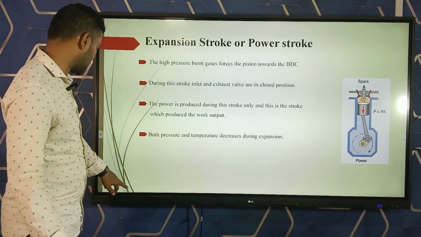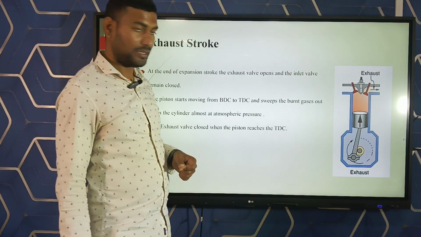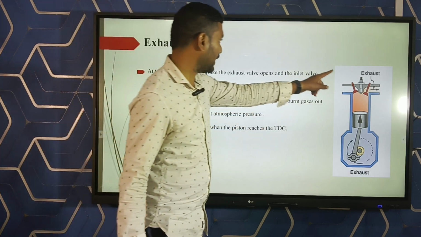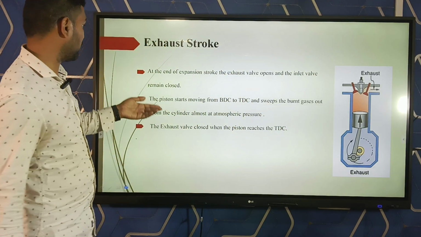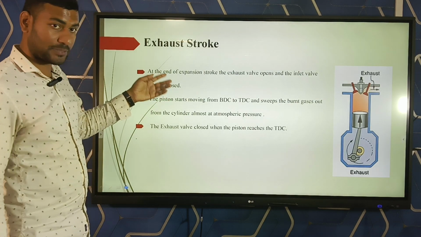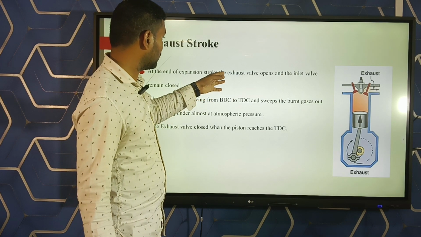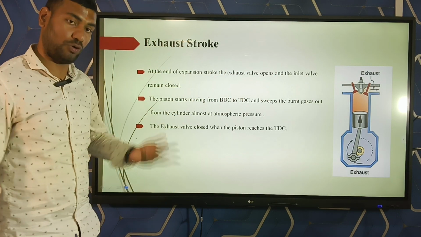Next, exhaust stroke. This is your fourth event. This is your exhaust stroke diagram. First point is your exhaust stroke. At the end of expansion stroke, the exhaust valve opens and the inlet valve remains closed.